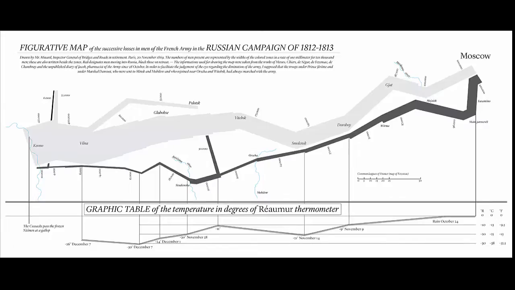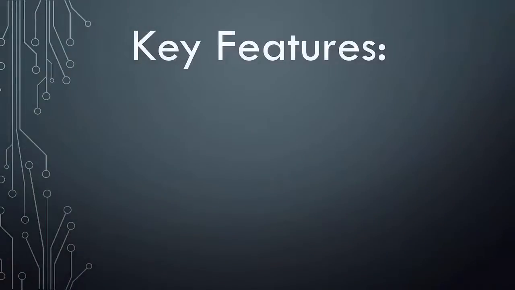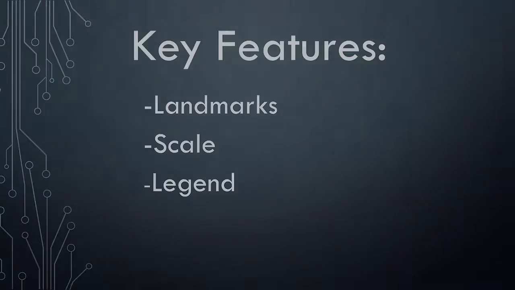This map was meant to be viewed statically, in print. Despite not being interactive, Minard's visualization nonetheless allows the viewer to explore the data. Key features of the map include landmarks, scale, and legend.